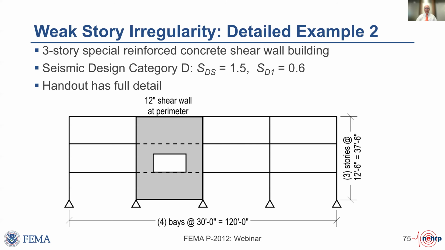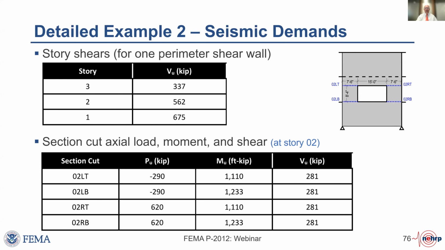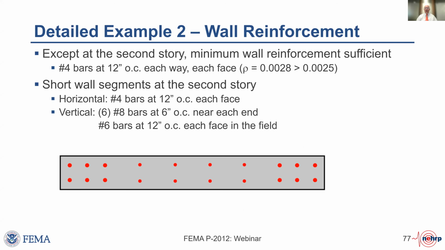Detailed example 2 in your handouts is for a 3-story shear wall building with an opening at the 2nd story. We work through calculations, which I won't go into in detail, but we consider carefully story shears and we distribute those forces. We look at the behavior of each of the piers in the 2nd story so that we can understand the shear and flexural strengths of that story and compare those to the demands. In the case of this example, minimum reinforcement works in this wall, except at the 2nd story where we have to have some piers that are reinforced more heavily.